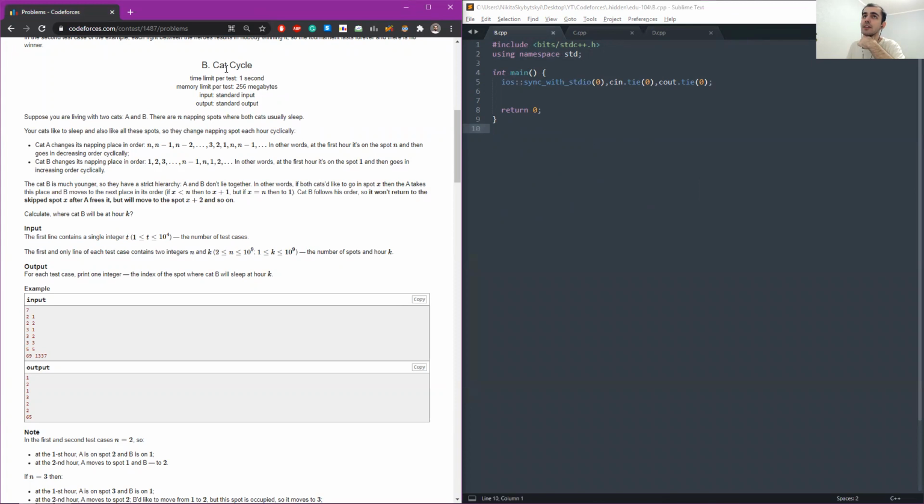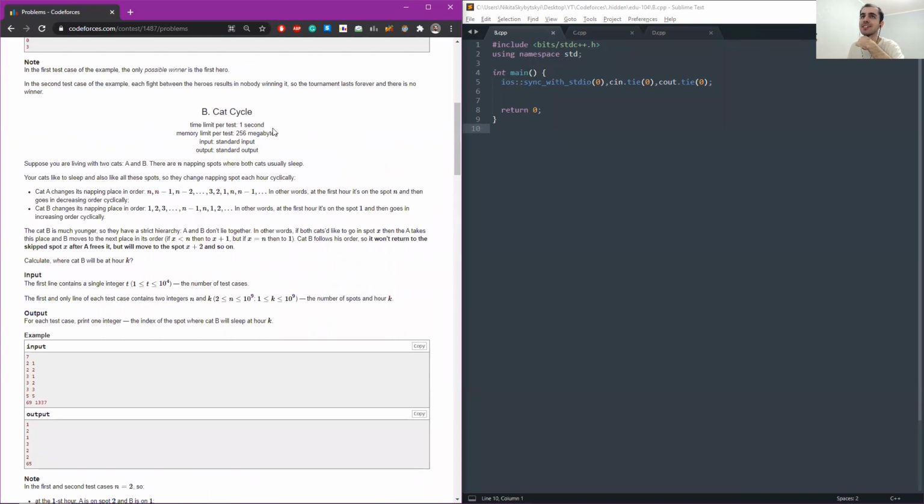Problem B, cat cycle, really should have been problem C. Well, okay, we don't have that freedom of choice in this problem.